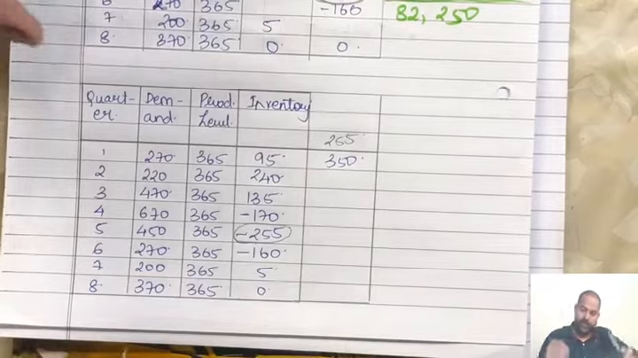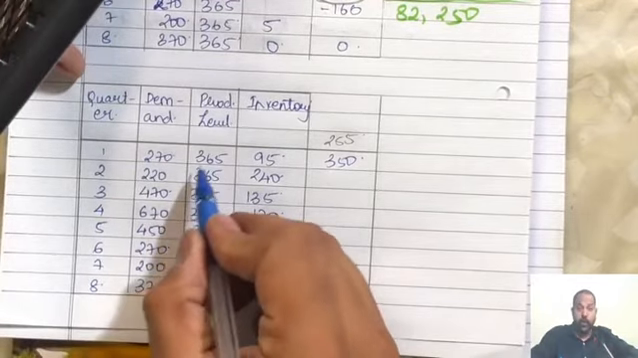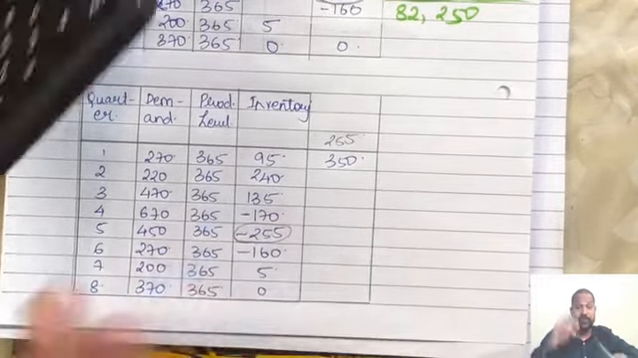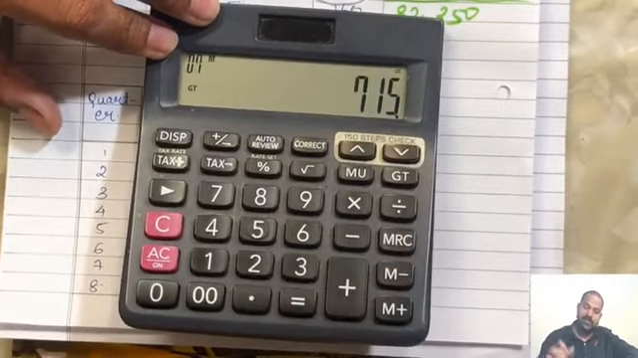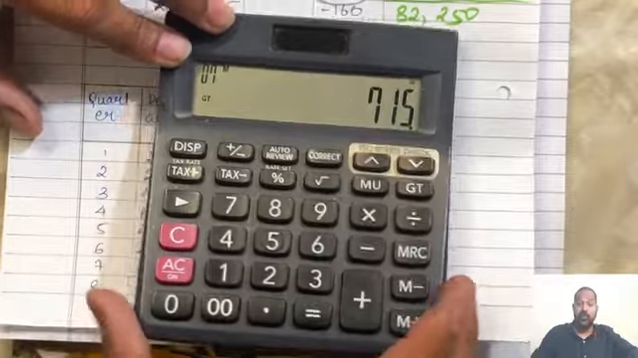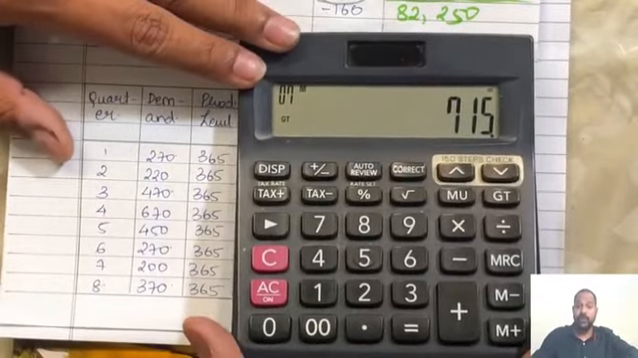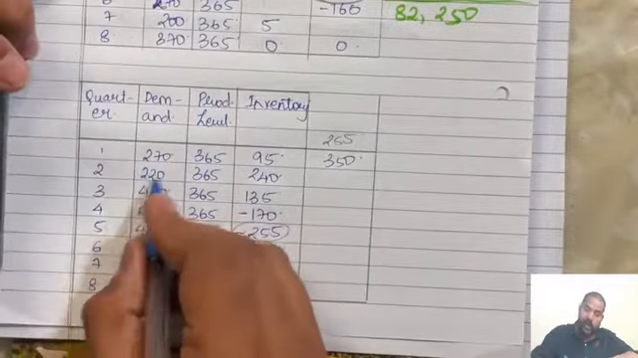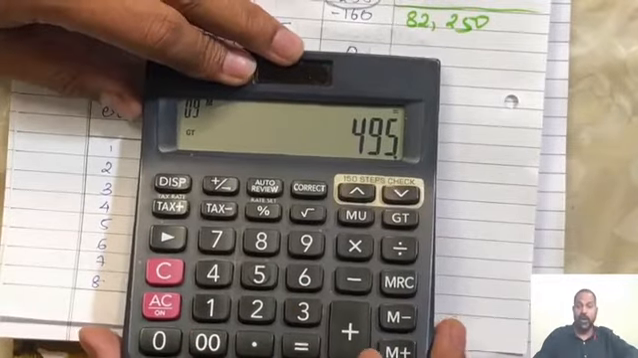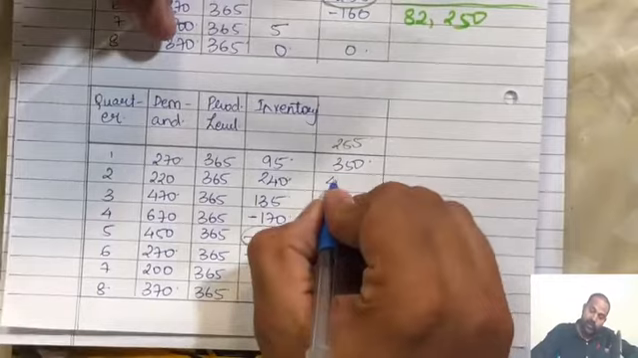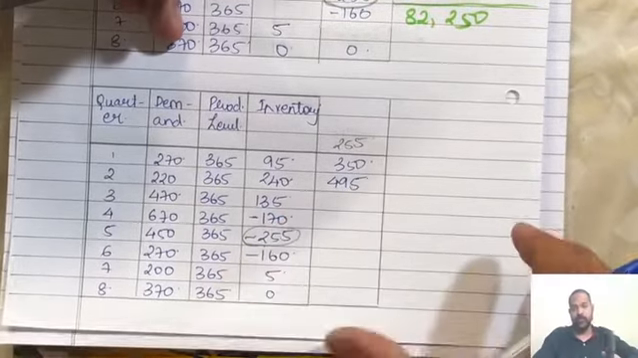In the next period, the 365 that you are going to produce plus the 350 in the inventory, you have a total of 715 units. But how much do you require? I only require 220. Remove the 220 from it. You are left with 495 units.